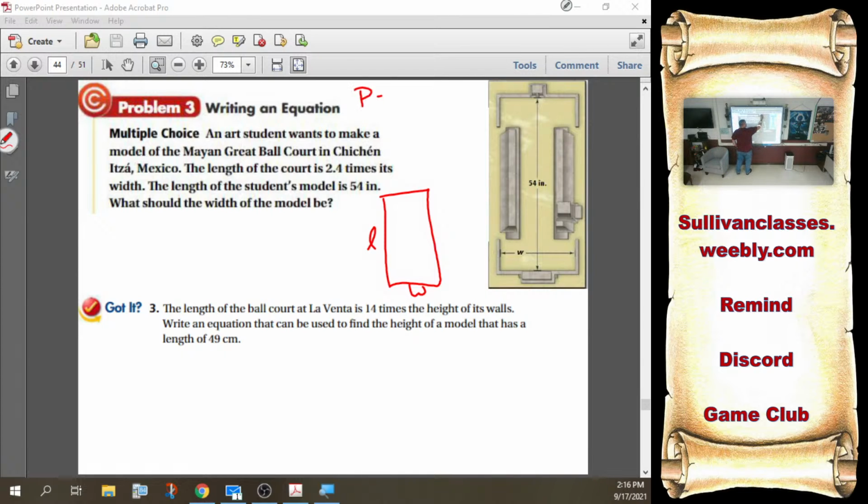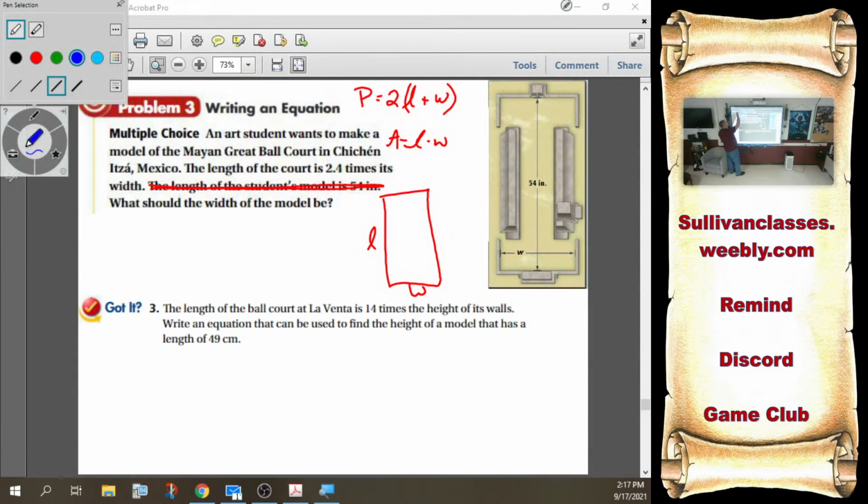Perimeter. 2 times the length plus the width, because you're going to double both of them. Area, length by width. I know stuff about boxes, and it says the length of the court is 2.4 times its width. But the length is 54 inches. What if this sentence wasn't here? And I asked, the length is 2.4 times the width. What should the width be?